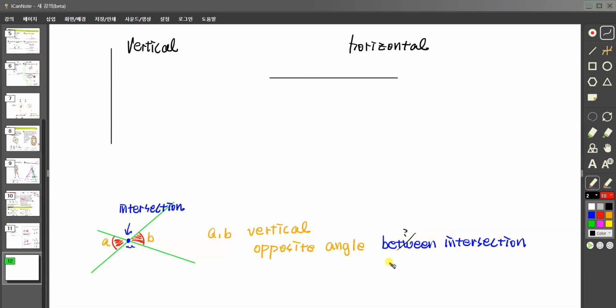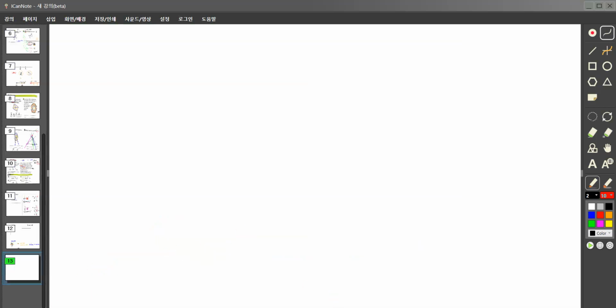I wish there were a better word for it. Then this also works, the black ones. C and D also work. C and D are also vertical angles. And there is a little more: vertical angles should always be the same. That's why they face each other. They face each other from opposite directions. Okay.